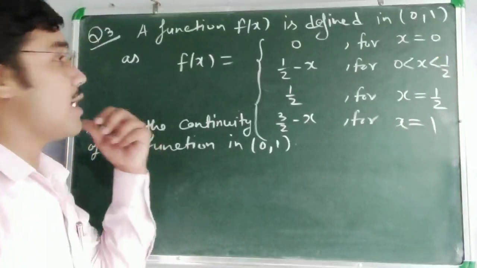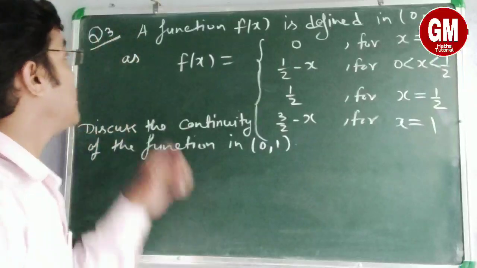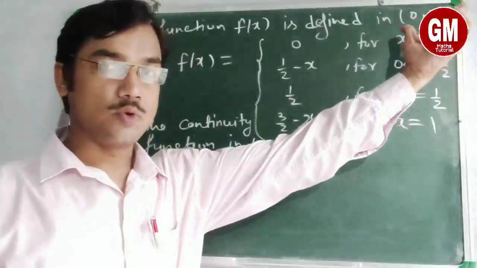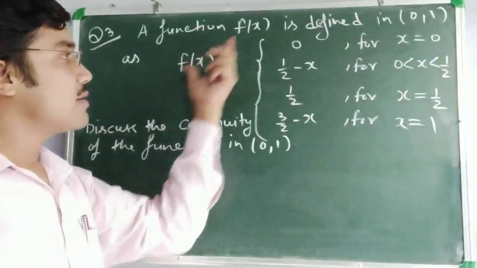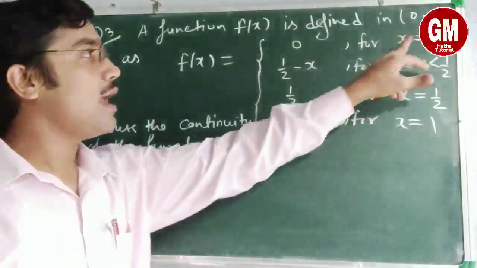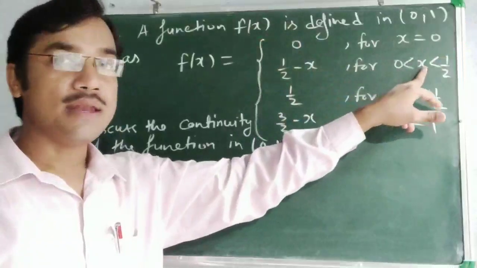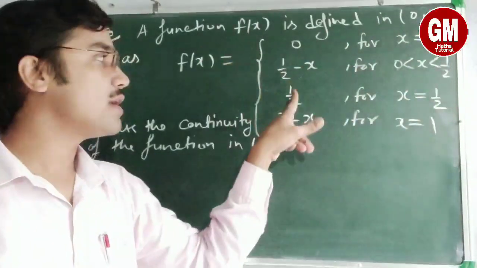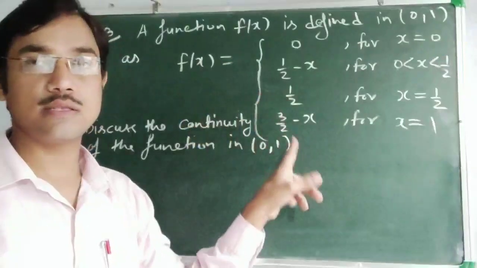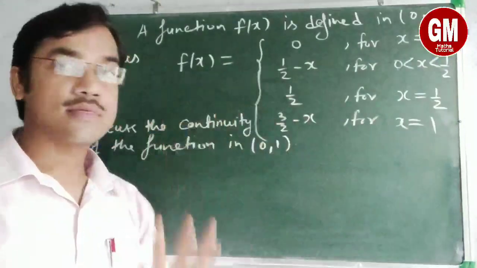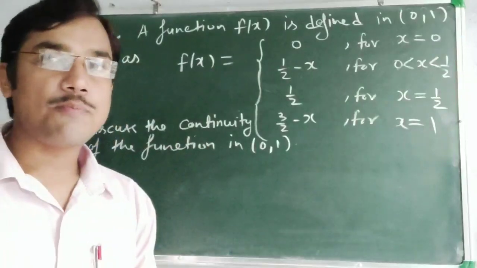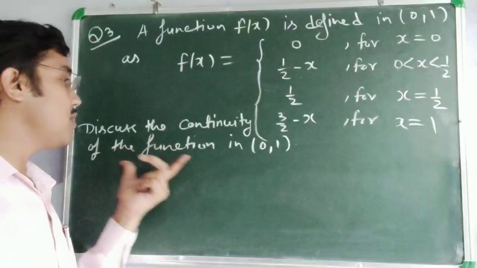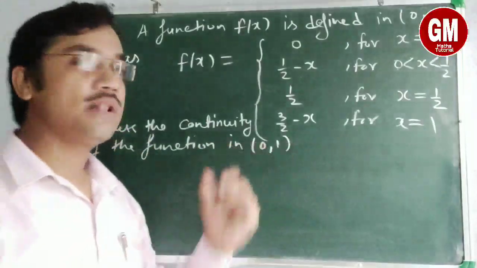Look here students, I am taking a new type of problem, question number 3. A function f(x) is defined in the open interval (0, 1) as follows: f(x) is 0 when x is 0, 1 by 2 minus x when x lies between 0 and 1 by 2, 1 by 2 when x is 1 by 2, and 3 by 2 minus x when x is 1. How can we solve this type of problem? And what we have to do is discuss the continuity of the function in the open interval (0, 1).